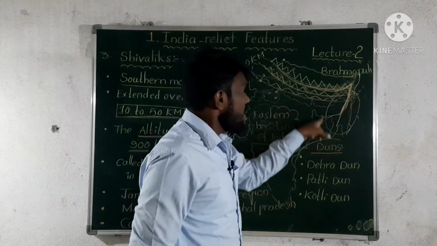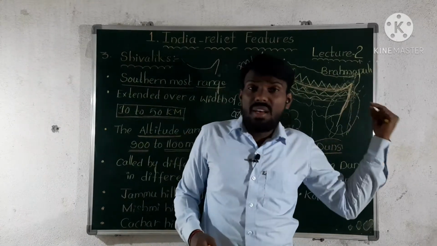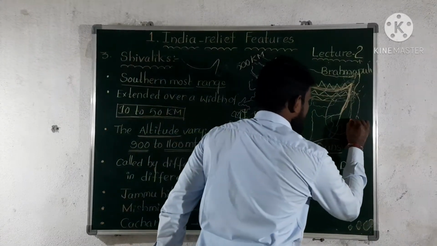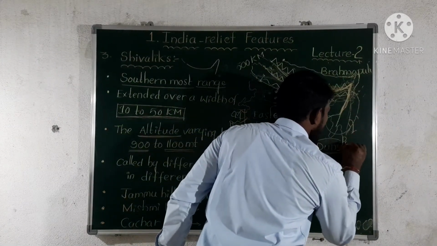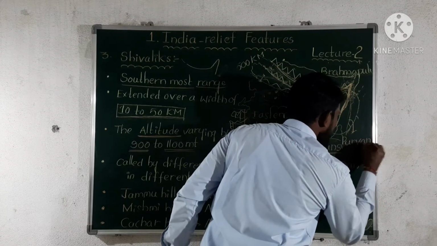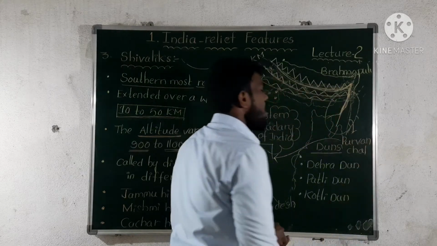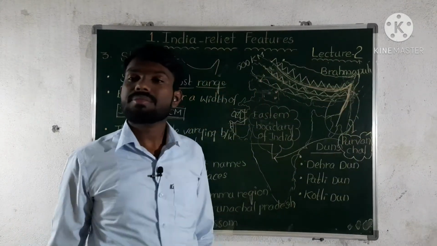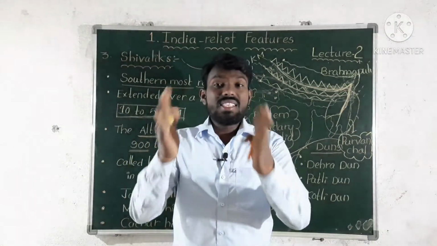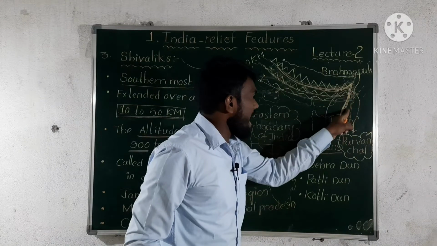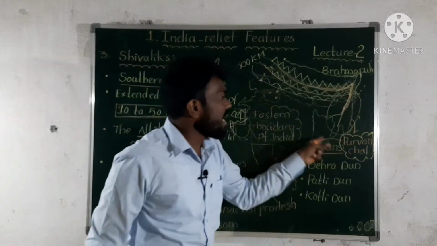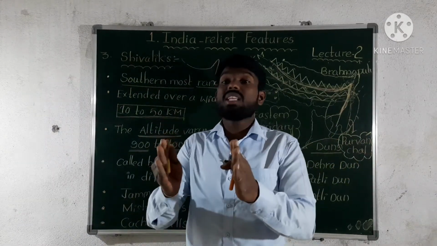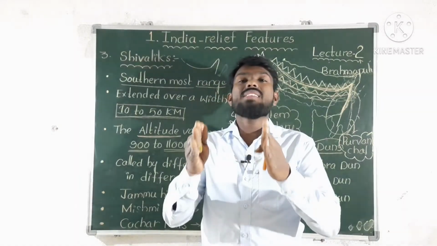In these northeast states, the divisions of the Himalayas are called Purvanchal. A very important point, Purvanchal. The Himalayas act as the eastern boundary of India, and the divisions in the northeast states are called Purvanchal.